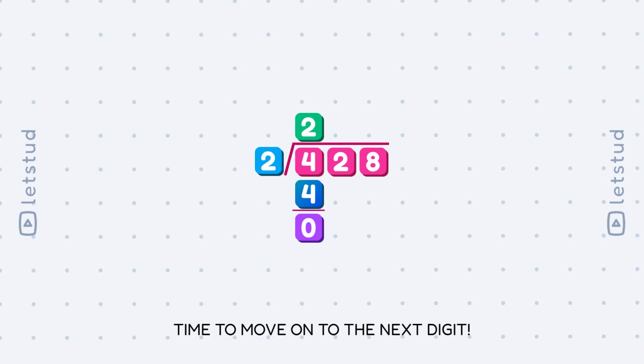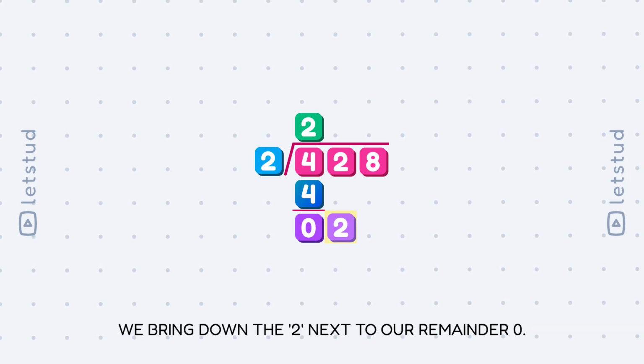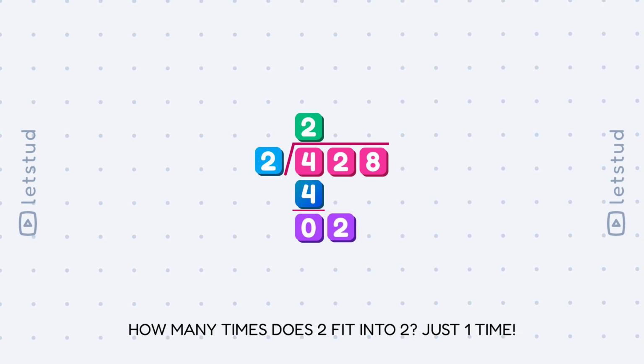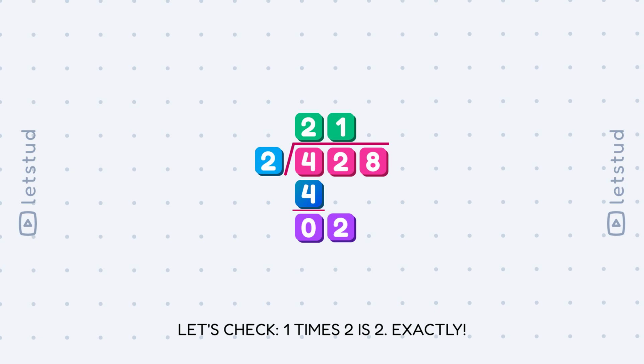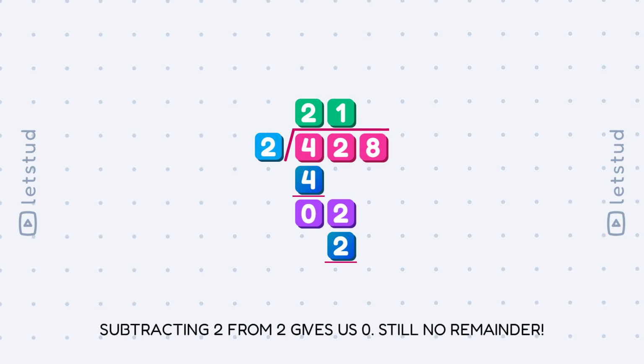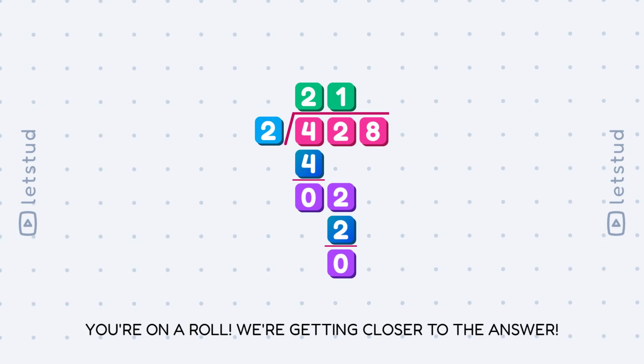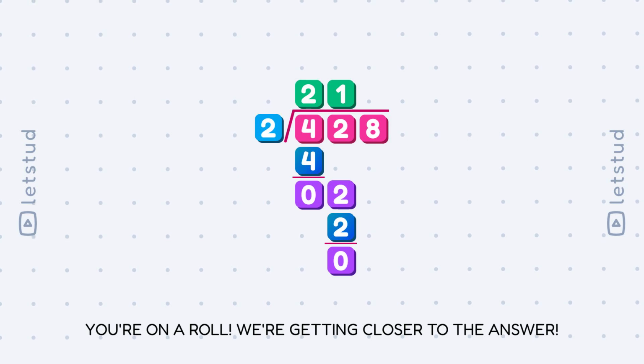Time to move on to the next digit. Great job, now we look at the next digit, which is 2. We bring down the 2, next to our remainder 0. How many times does 2 fit into 2? Just 1 time. Let's check. 1 times 2 is 2, exactly. Subtracting 2 from 2 gives us 0. Still no remainder. You're on a roll, we're getting closer to the answer.